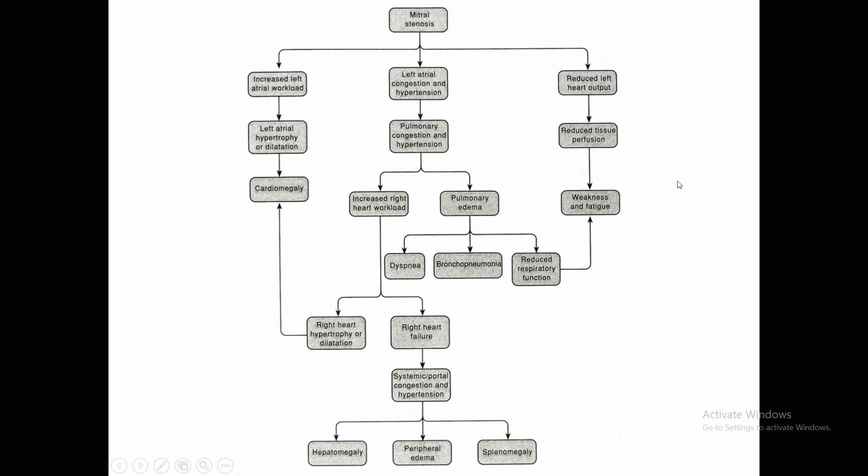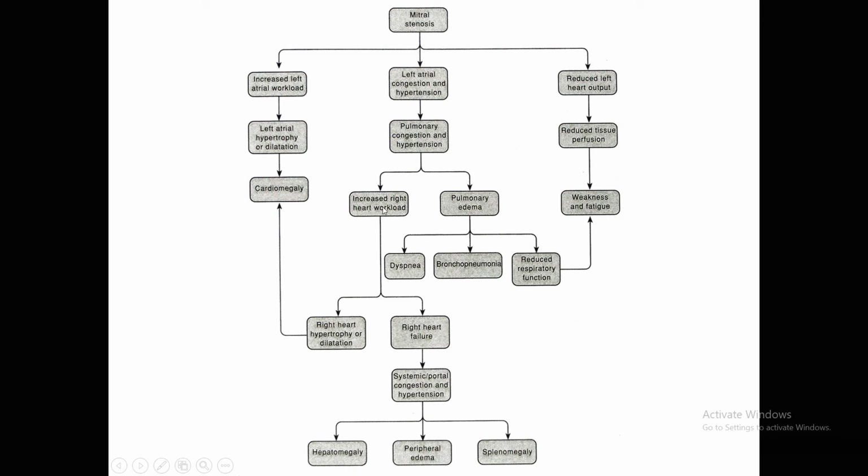Let's now summarize the mechanism and the signs of the mitral stenosis. First, the decreased filling of the left ventricle, causing reduced left heart output because of the reduced stroke volume, reduced tissue perfusion, and demonstration of weakness and fatigue in the patient. The left atrial congestion and increased pressure will cause pulmonary congestion, hypertension, pulmonary edema with dyspnea and reduced respiratory function, and probably as a complication, bronchopneumonia may occur.